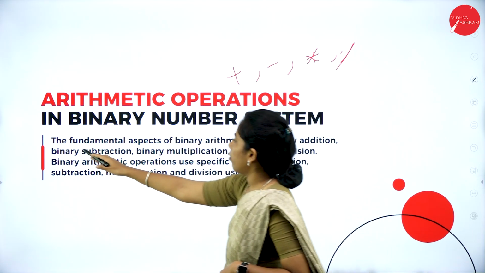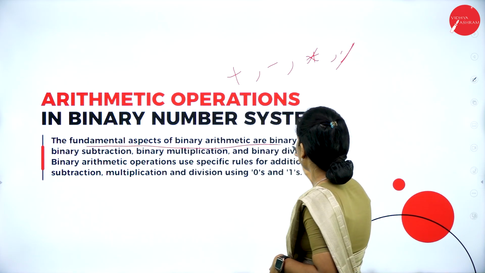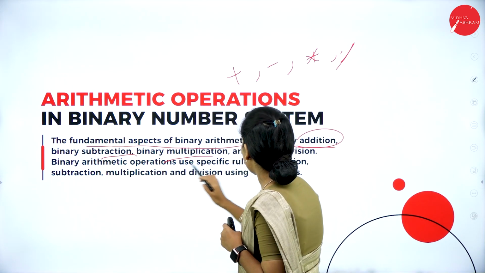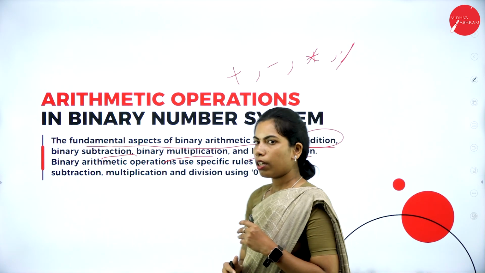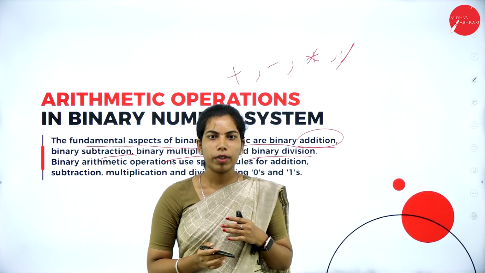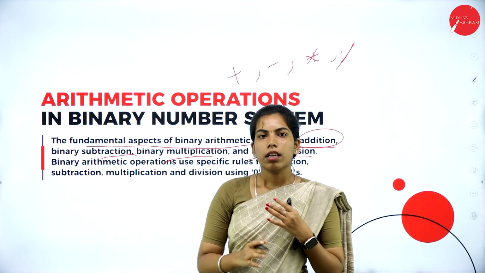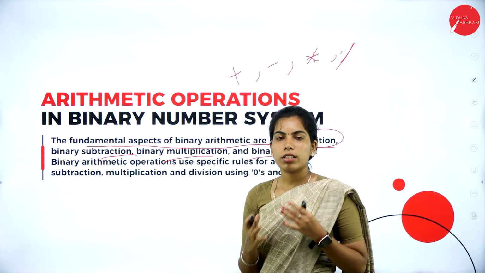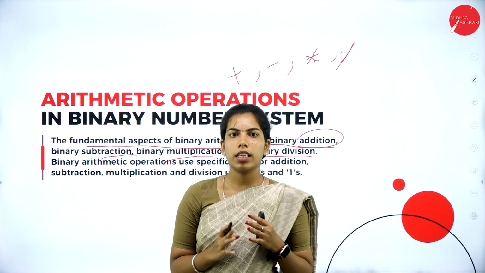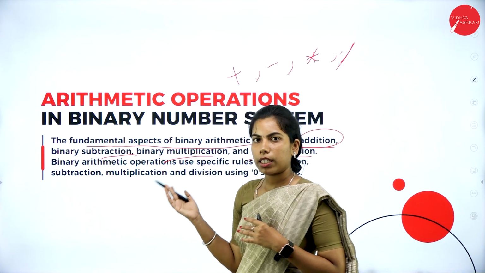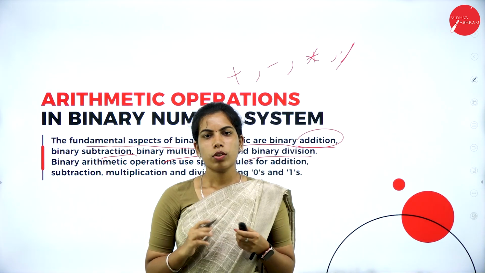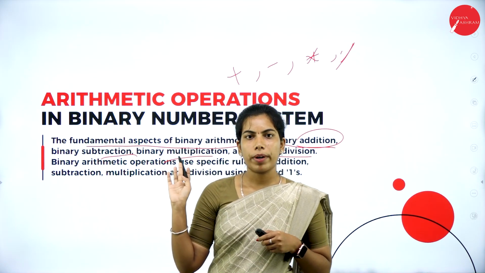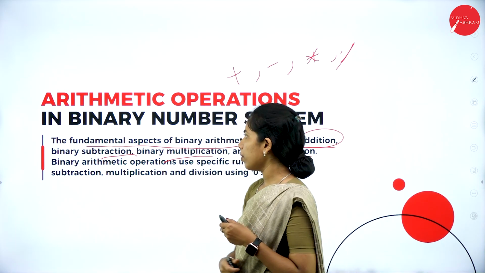So here you can see the fundamental aspects of binary arithmetic are binary addition, subtraction, binary multiplication and also binary division. Why do they use only binary numbers? Because it is easy for calculation. That's why they use it for binary addition, multiplication, subtraction and division. Got it? So let's see examples of the binary arithmetic operations on the binary number system one by one.